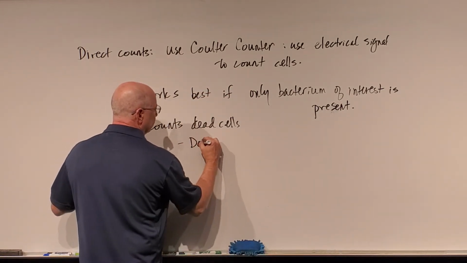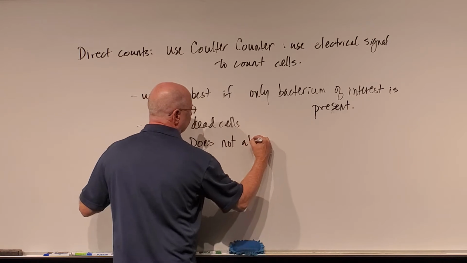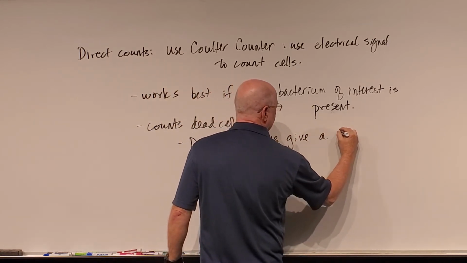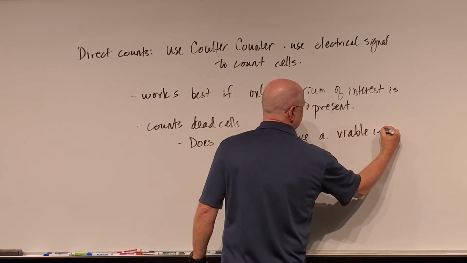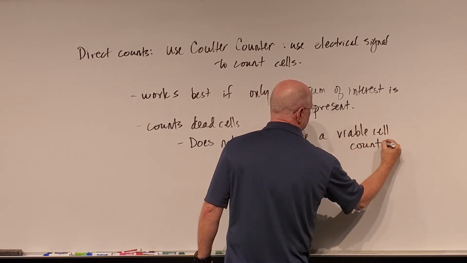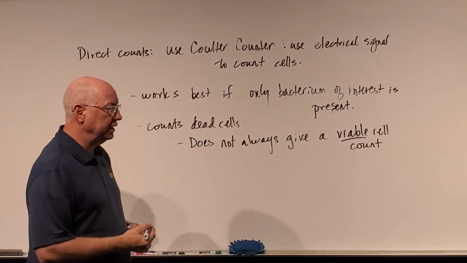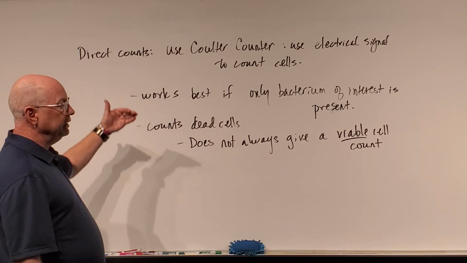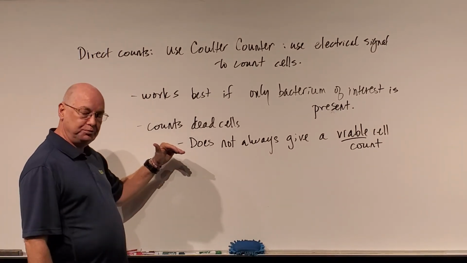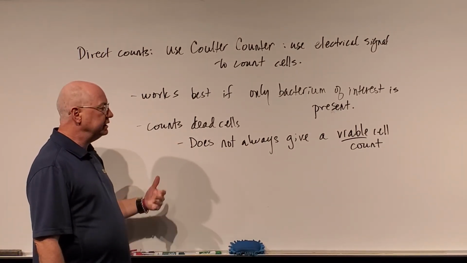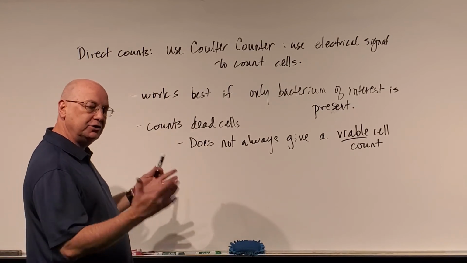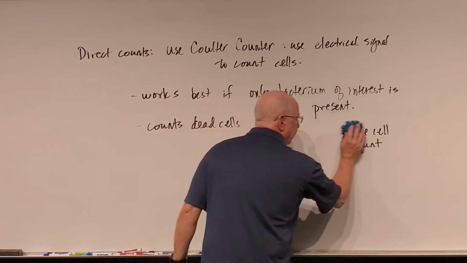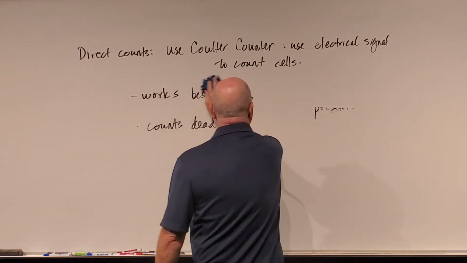So one of the things that we know about it is this does not always give what we call a viable cell count. Viable meaning live cell count. So we're not always counting live cells, okay? But it is a really good way to count the number of bacteria, and if you know your sample's pure and you've eliminated any of the dead cells, then you can get a direct count of the number of bacteria, okay? Now, another direct method of doing it is what's called a plate count.